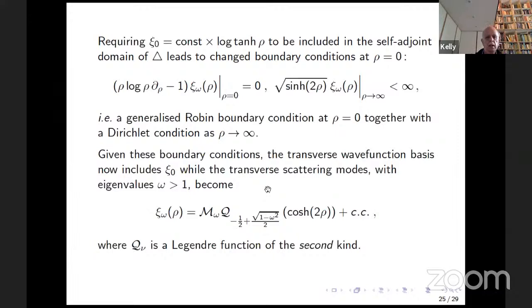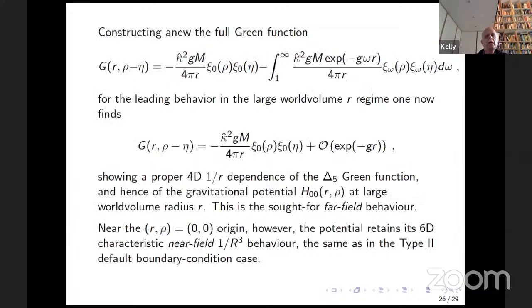And we find here the scattering modes. We do have C0 included by this construction. And then we have scattering modes with the boundary conditions changed. They now become Legendre functions of the second kind as opposed to of the first kind. So now if we put it back together, we construct anew the full green function. Here's what we get. Aha, so we do now get a leading 1/R piece, which does correspond to four-dimensional behavior. And then we have a continuum piece as well, which is in fact going to give Kaluza-Klein corrections.